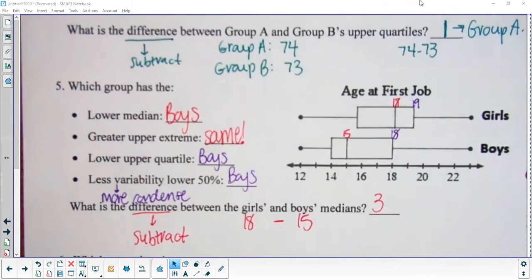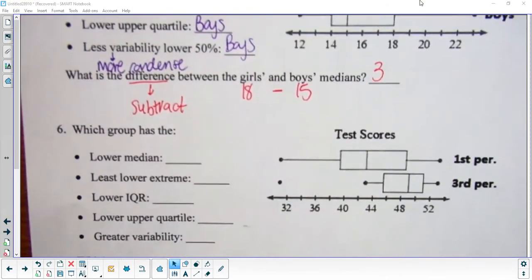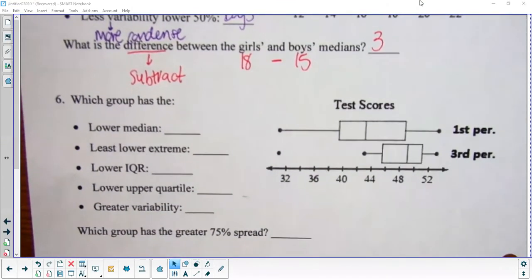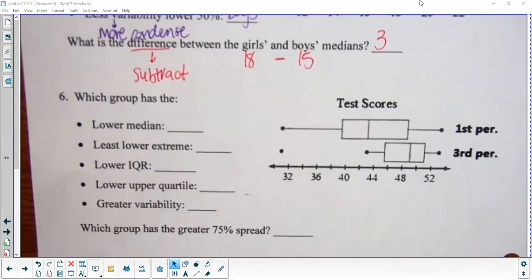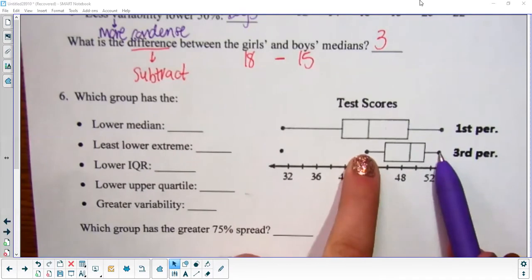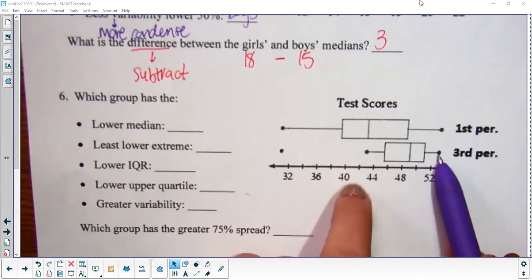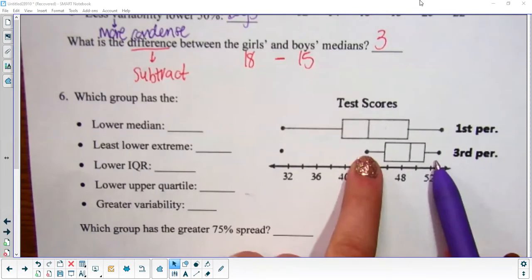All right, very last one, we're going to talk about test scores between first period and third period. So let's look at the lower median. So we're going to compare the medians again, but this time we want to know which one is the lowest. Now, right off the bat, when I look at these two box and whisker plots, I notice that third period is a lot more condensed, and it goes in between right about like 43 all the way up here to about like 53.